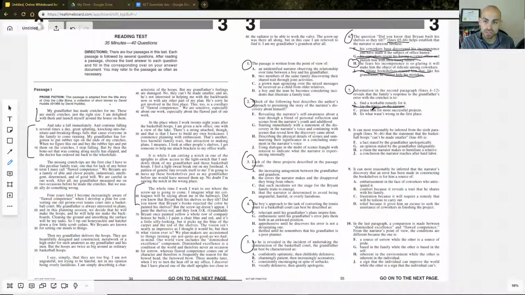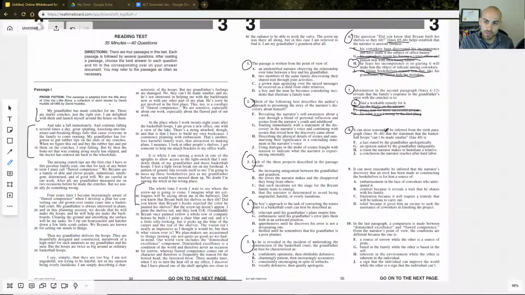C, praise him for more successful projects. There's not even praise put in here either. There's no blame or praise put into that paragraph. D, fix what wasn't wrong in the first place. Well, there was something that was wrong in the first place. And so it seemed like it was actually the proper solution. So that doesn't make sense. And now we're with A. And not only did we answer 6 and 7, we also now have a better idea of what this passage is asking us or what it's about.